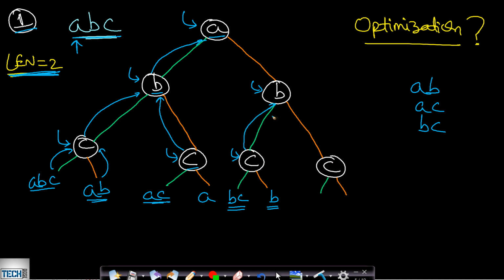So we will backtrack to B. Now the next option is not including B, so we will move to this C. From C, we can include this C to form C, and we can not include this C to have an empty string.